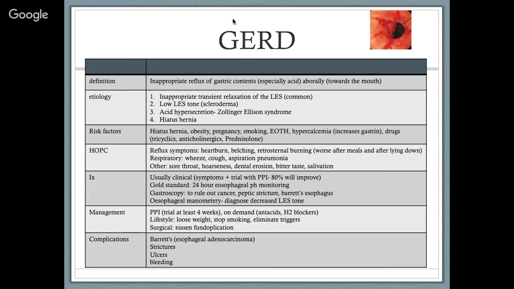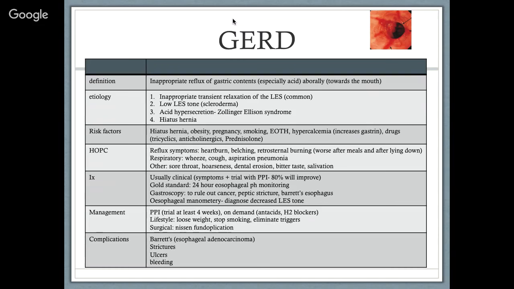History of presenting complaint, I like to split it up into reflux symptoms and respiratory symptoms. So reflux: heartburn, belching, retrosternal burning; respiratory: wheeze, cough, aspiration, pneumonia. And I actually had a patient last week in general practice who came in complaining of a sore throat for a couple of weeks, and it turns out they had GERD. So something to think about when you have sore throat or chronic cough or that kind of thing.